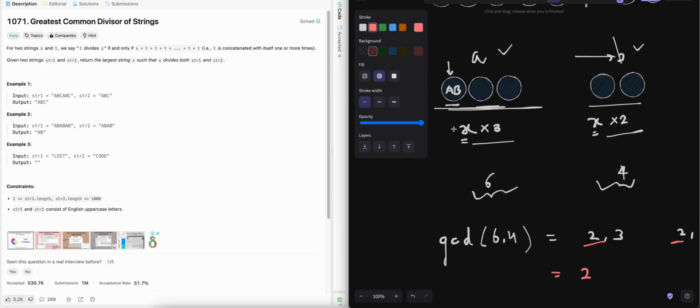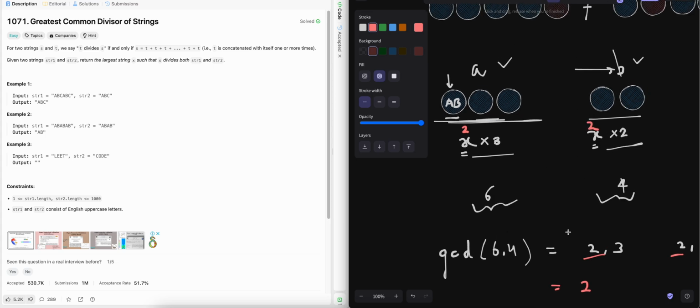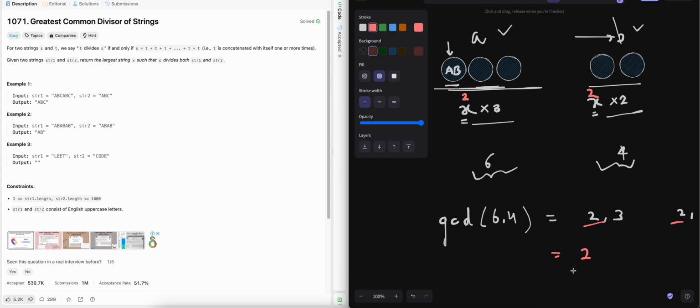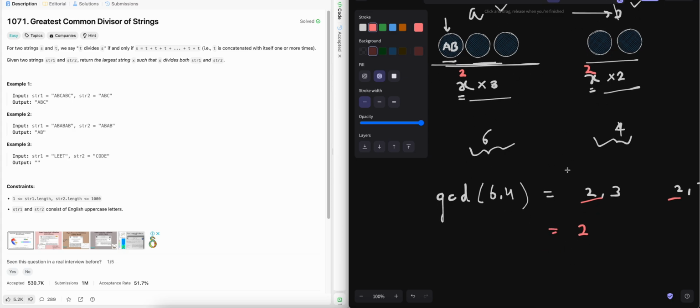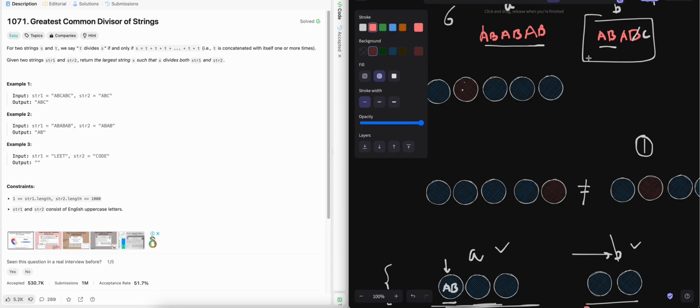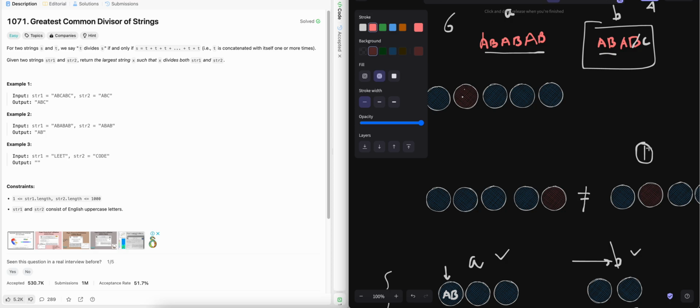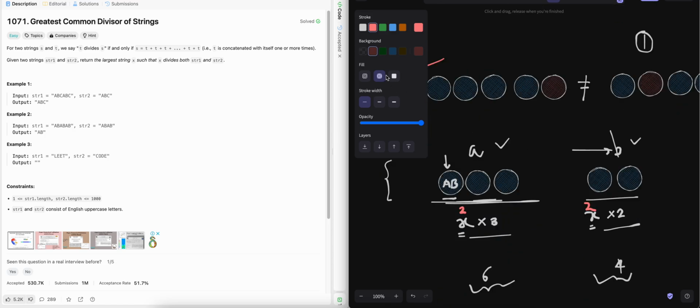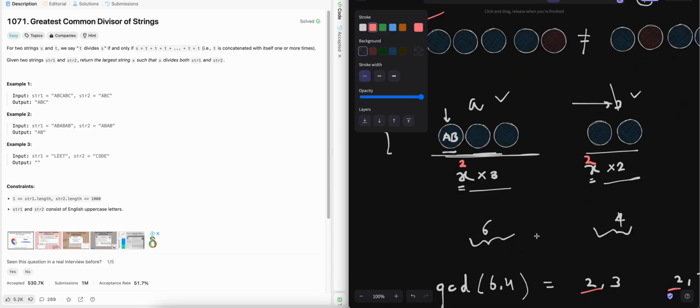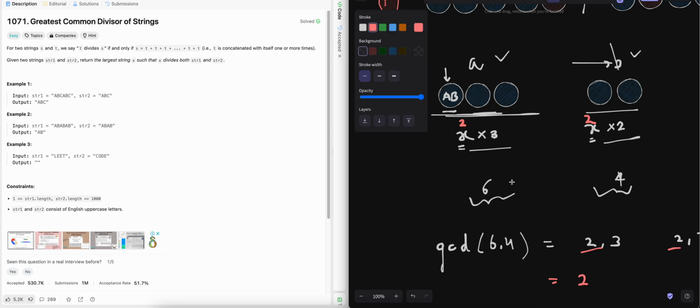And if we check that, 2 times 3 is 6 and 2 times 2 is 4. Okay, so that's what is expected in this problem. With the help of this, the first thing that we did was the validation, checking whether there is a common building block that will form both the strings A and B. This was our first validation. And the second thing we wanted to validate was that GCD value.